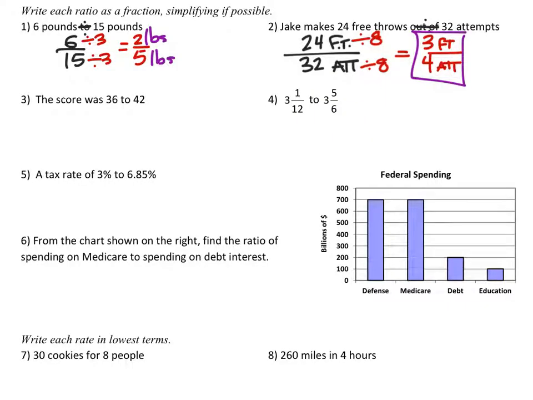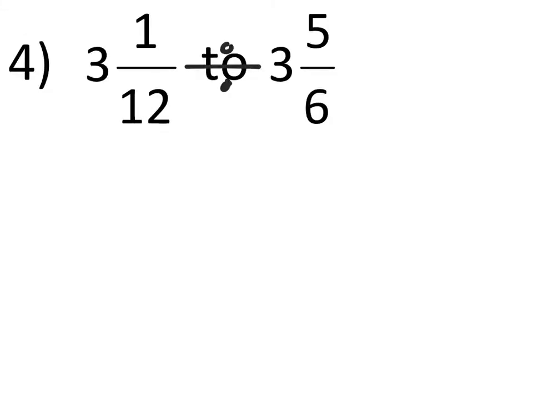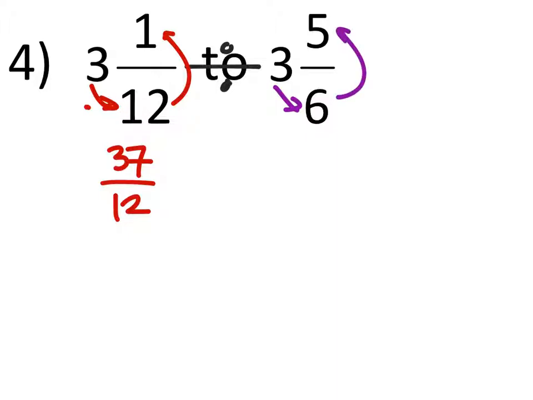3 and 1/12 to 3 and 5/6. Good. So changing these into improper fractions. 3 times 12 is 36, plus the 1, I got 37/12. And then this one, 3 times 6 is 18, plus the 5, 23/6. So this is all divided, but we don't actually divide the fractions, right?